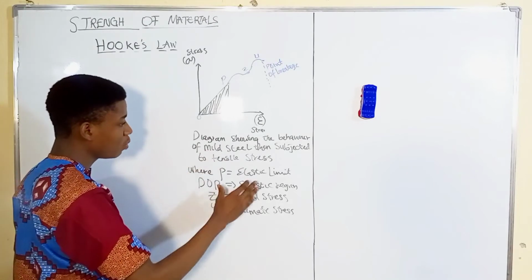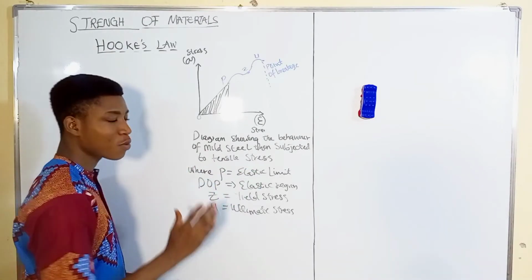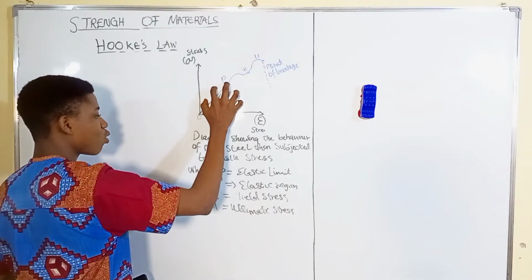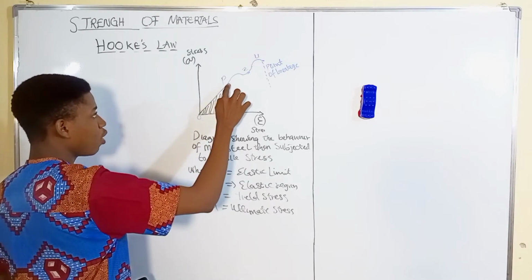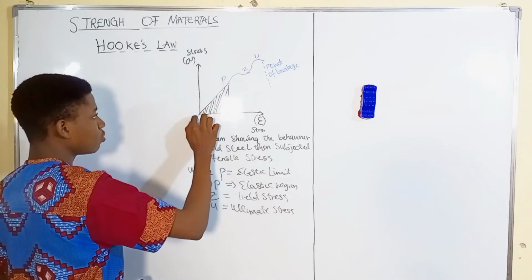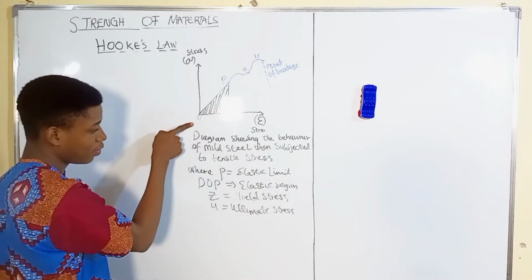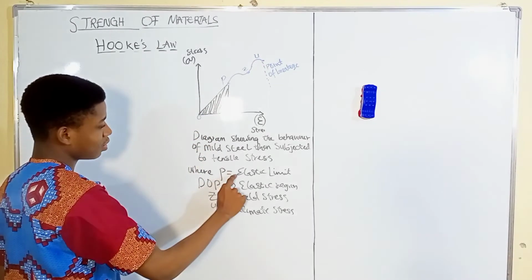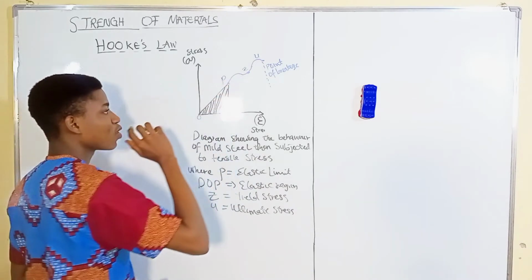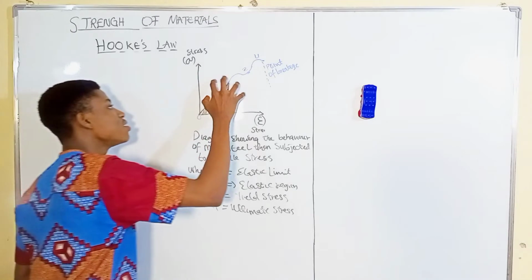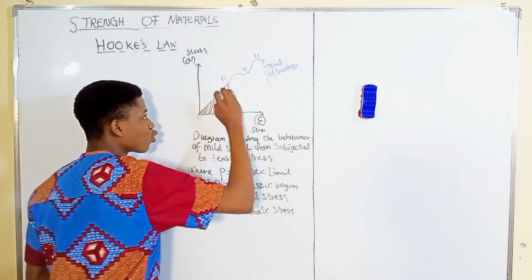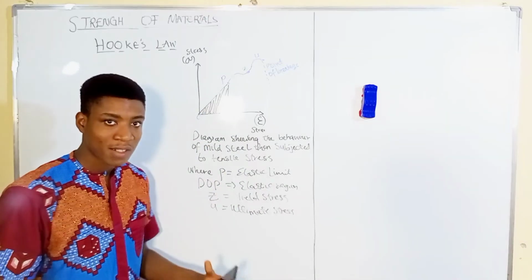This is a diagram showing the behavior of mild steel when subjected to tensile stress. So we have this point here, which is called the elastic limit. We have point P from the origin of this graph, where P is the elastic limit of this material. So Hooke's law works in this curve. Hooke's law will be applied in this curve where the elastic limit of the material is not exceeded.